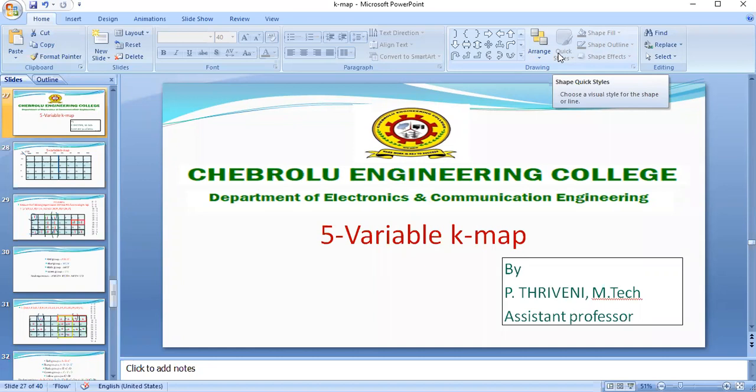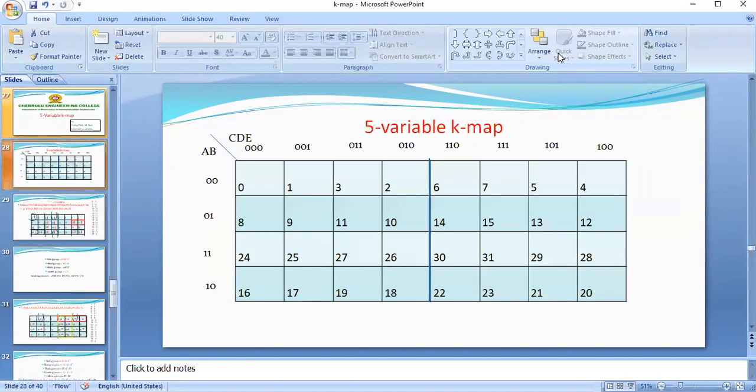In today's session, I'm going to explain about the 5-variable K-map. In the previous session, we already discussed the 2-variable, 3-variable and 4-variable K-maps for the simplification of SOP and POS expressions, meaning sum of products and product of sums expressions.